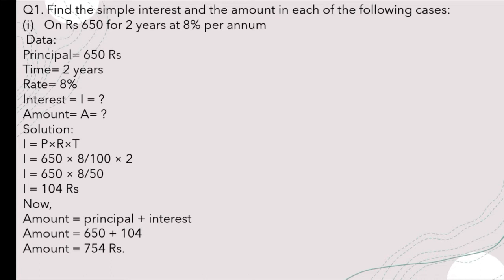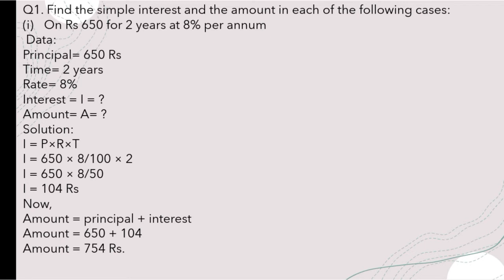Now the data is principal equals 650 rupees, time equals 2 years, rate equals 8%. We have to find the interest and the amount. Solution: the formula of interest is P multiplied by R multiplied by T. So in the place of P I have written 650, in the place of R I have written 8 by 100, of course 8% means 8 upon 100, and in the place of T I have written 2. Now 2 and 100 can be cancelled out by the table of 2. So it becomes 650 multiplied by 8 upon 50 and after solving we have 104 rupees as our interest.